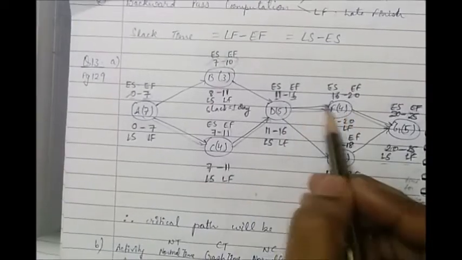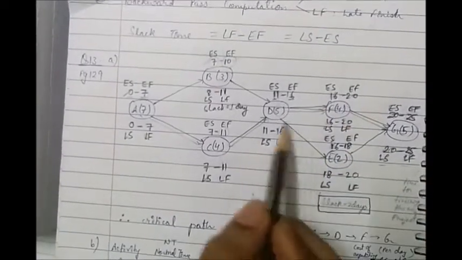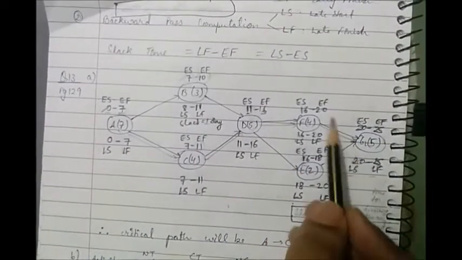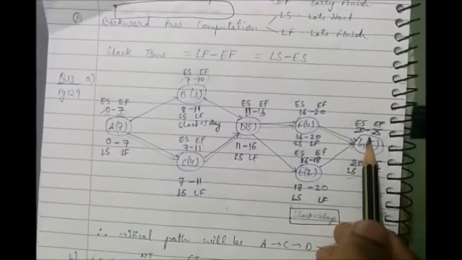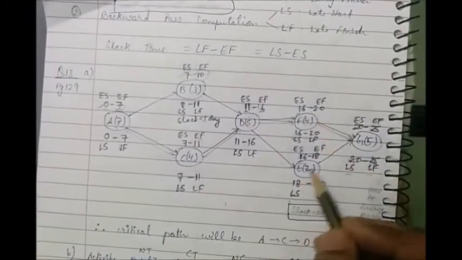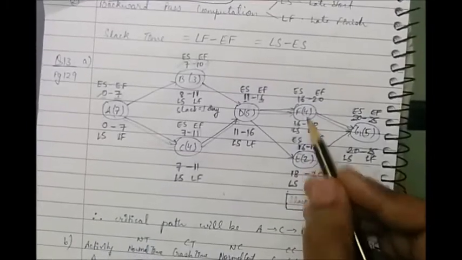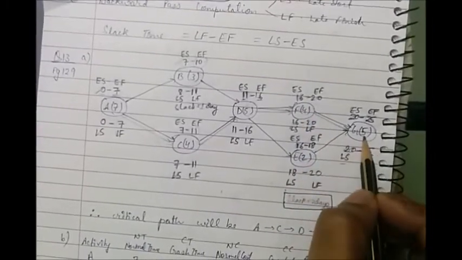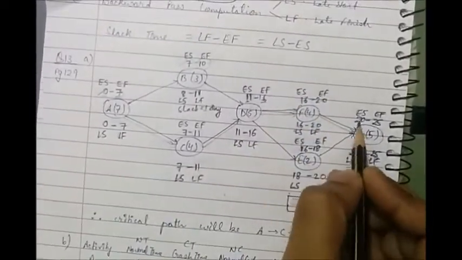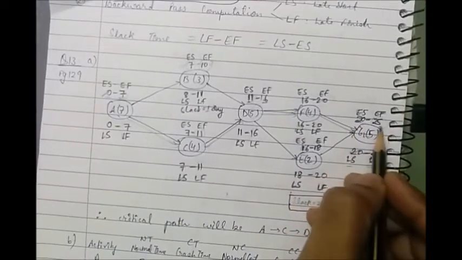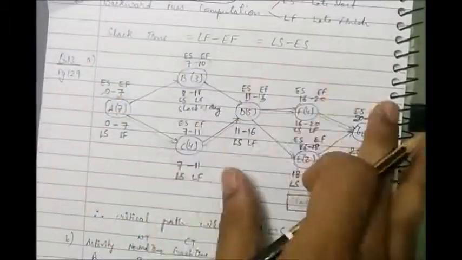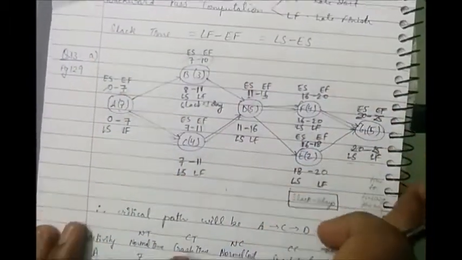Again, F will start off at 16 and end at 20, and E, taking 2, would start off at 16 and end at 18. And finally, again we have this thing. Since F finishes off on the 20th day and E finishes off just on the 18th day, we'll definitely wait till F completes. So G will start as soon as F finishes since it's dependent on both. So G would start off on the 20th day and finally end on 20 plus 5, 25th day. So our forward pass computation is completed.